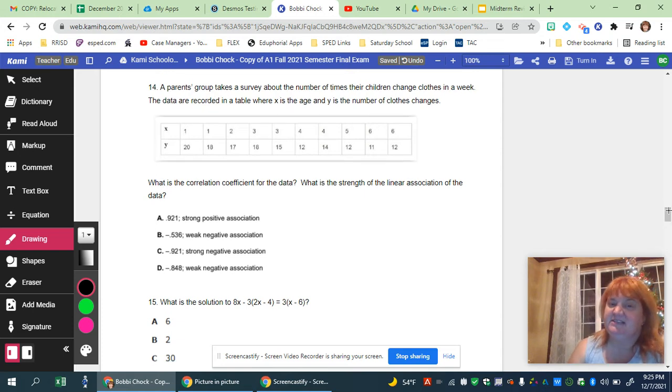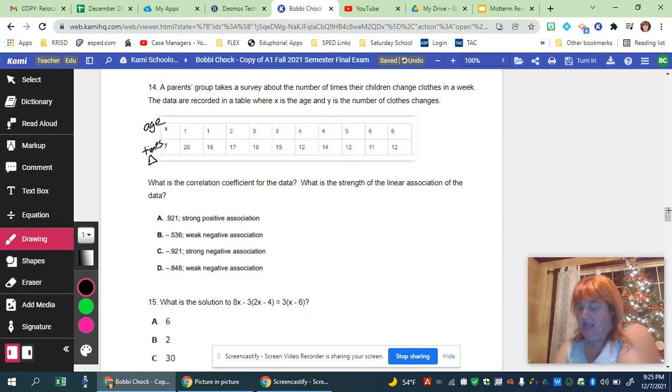A parents group takes a survey about the number of times their children change clothes each week. Oh, that's funny. The data is recorded below where X is the age. This is the age. And Y is the number of times they change. Okay, times changed. Okay, this is going to be one that we put in Desmos. So I have a scratch piece of paper here, and I'm going to write it down really quick so I can punch it into Desmos really quick.